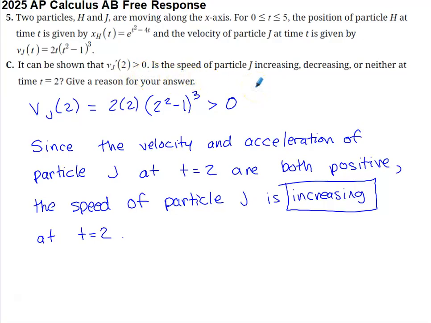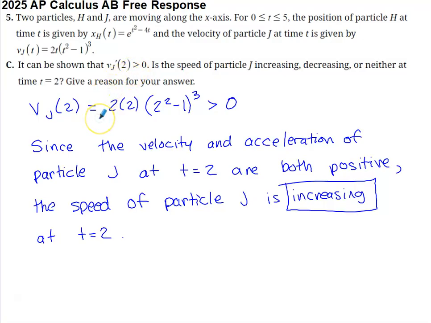Now, in order to make conclusions about whether speed is increasing or decreasing, you need to look at whether or not velocity and acceleration are working with one another or if they're working against one another. We know that the derivative of velocity is the acceleration of particle j at time 2. Particle j has a positive acceleration at time 2.